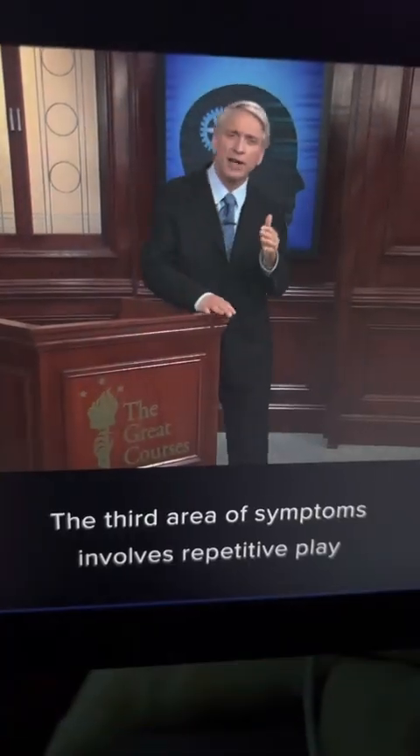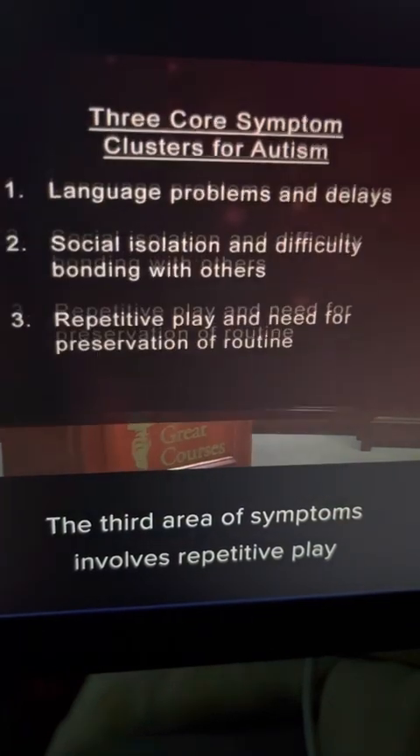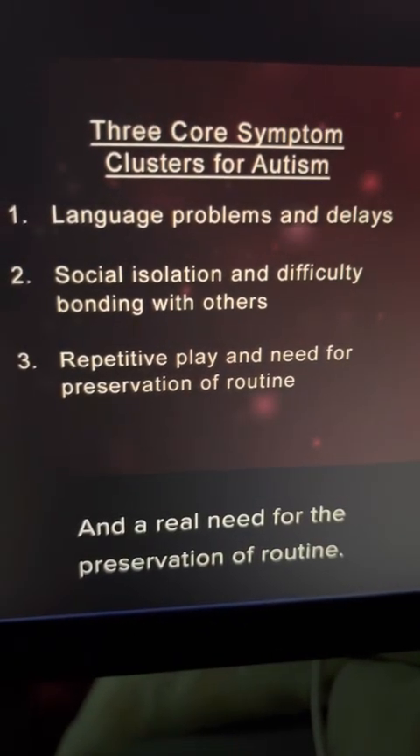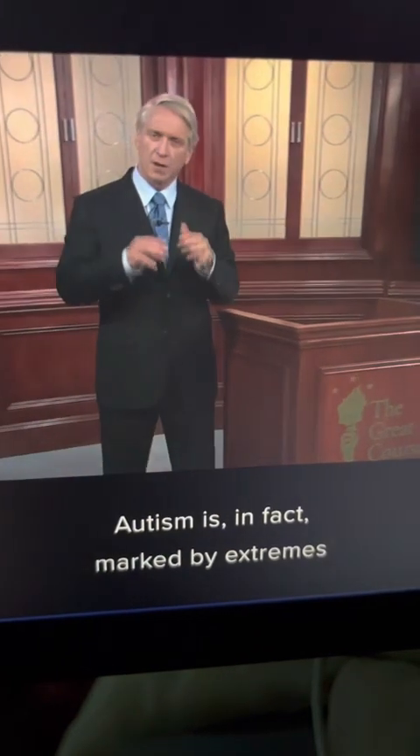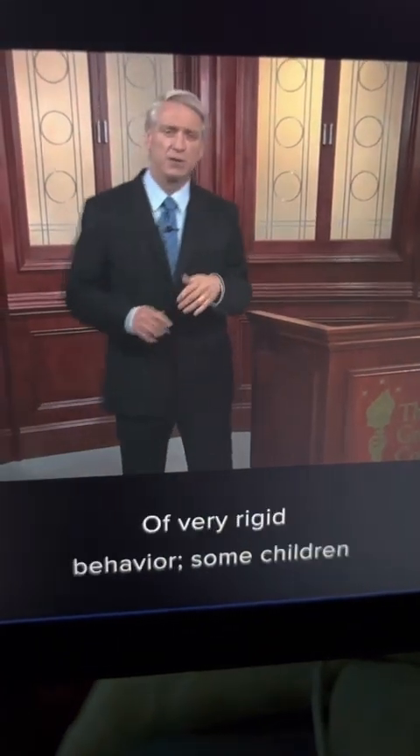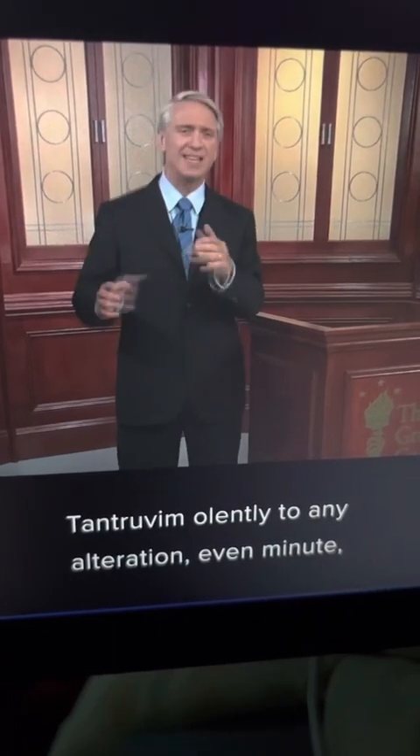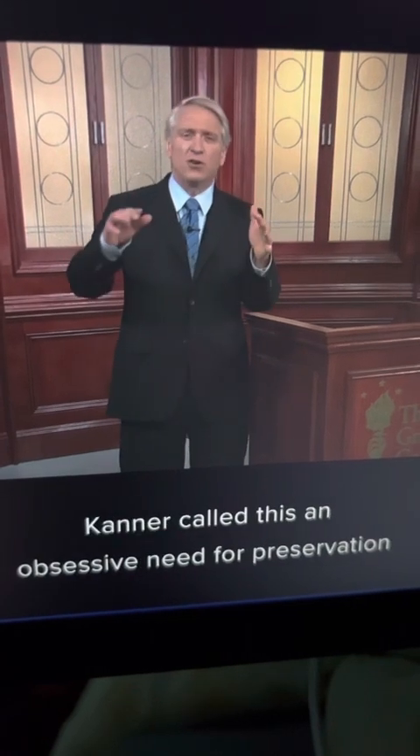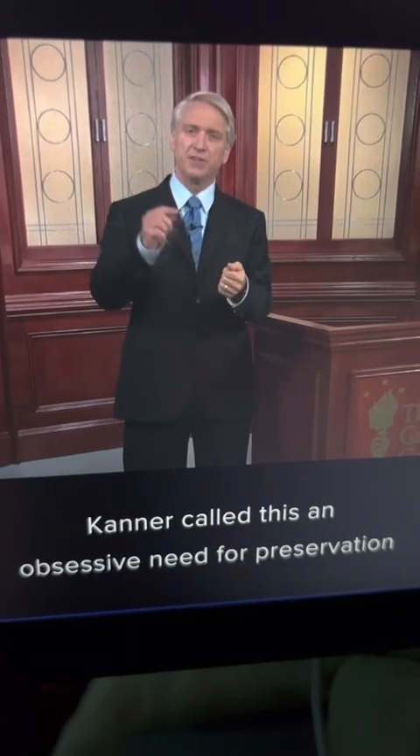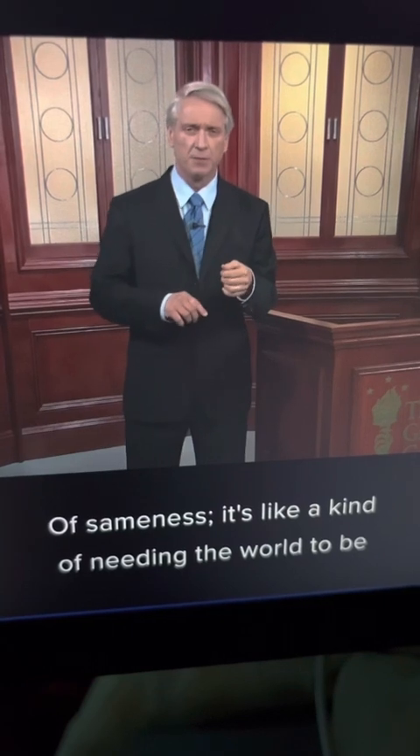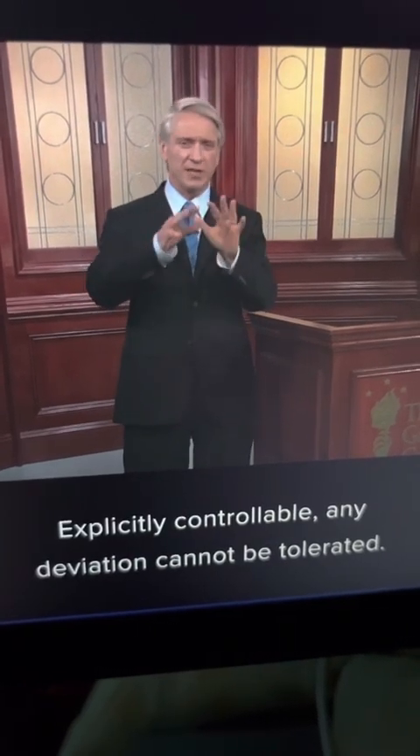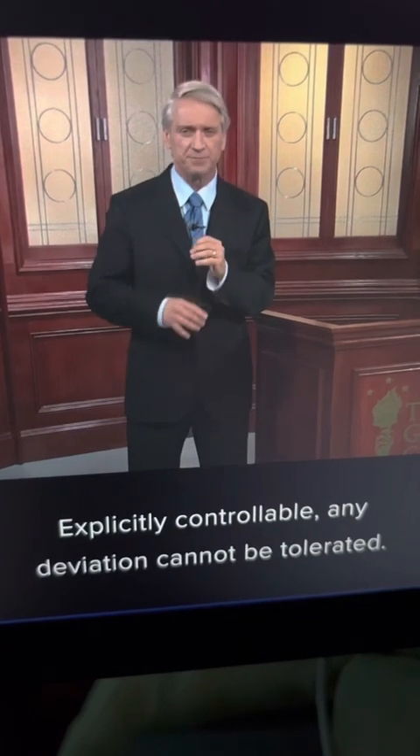The third area of symptoms involves repetitive play and a real need for the preservation of routine. Autism is in fact marked by extremes of very rigid behavior. Some children tantrum violently to any alteration, even minute, in schedule or routine. Now, Kanner called this an obsessive need for the preservation of sameness. It's like a kind of needing the world to be explicitly controllable. Any deviation cannot be tolerated.